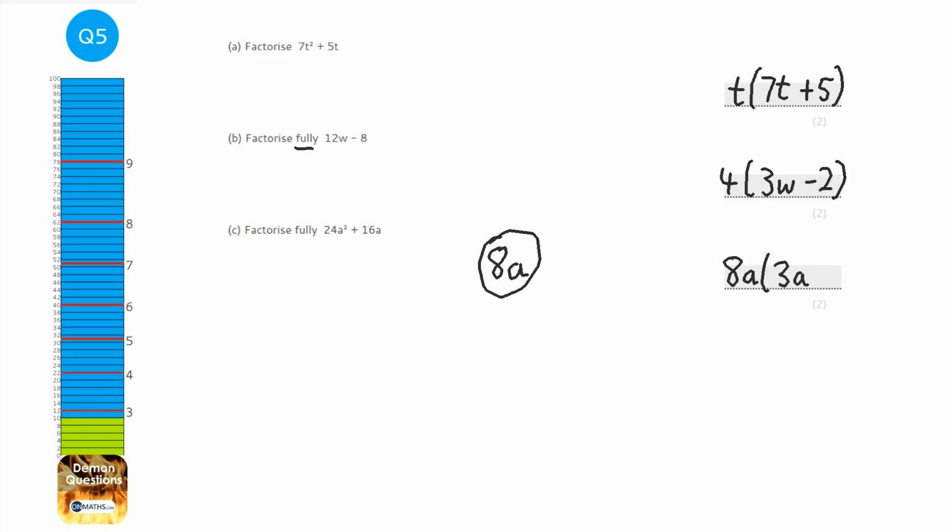What do I times 8 by to get to 16? 2. And what do I times 2 by to get to 16a? So it's just going to leave it because the a is on the outside of the bracket. So a times 2 is 16a, so I don't need an a there.